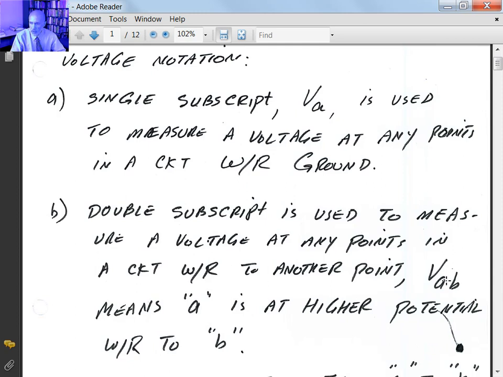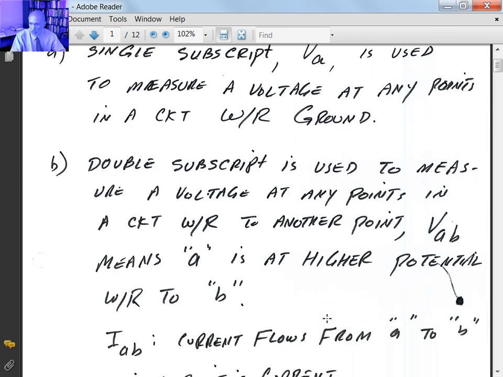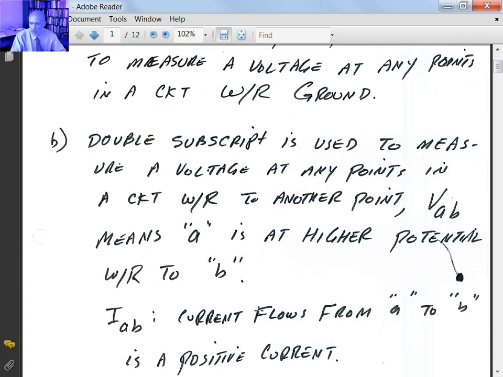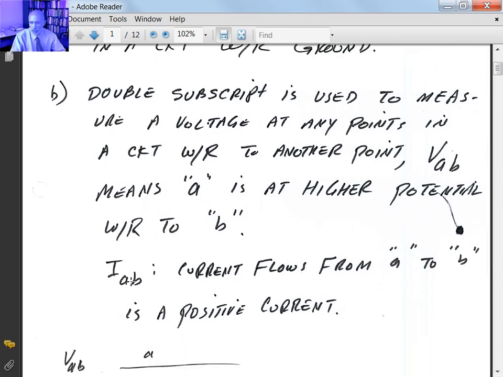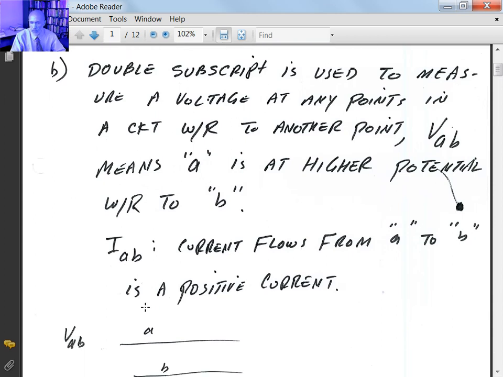The first subscript is always at a higher potential, so for the voltage VAB, that means put a voltmeter with a positive polarity at point A and a negative polarity at point B to measure that voltage. So point A is always at a higher potential with respect to point B. And the same thing with the current IAB, that means the current that flows from A to B is a positive current. So A, the first subscript, is always a reference.